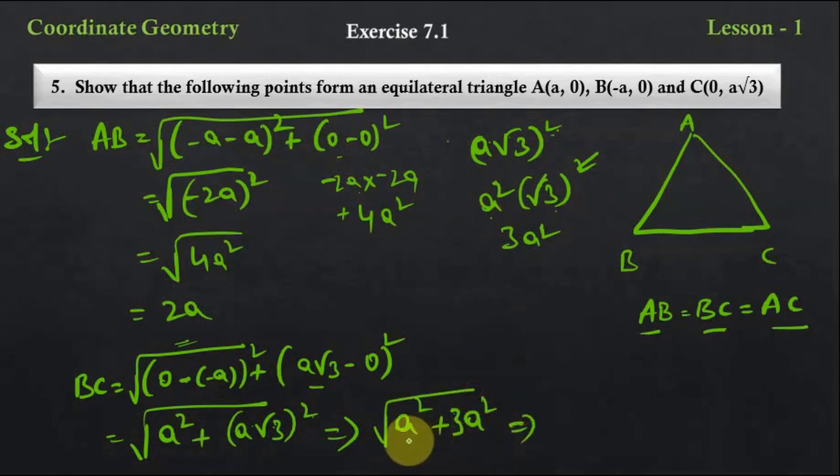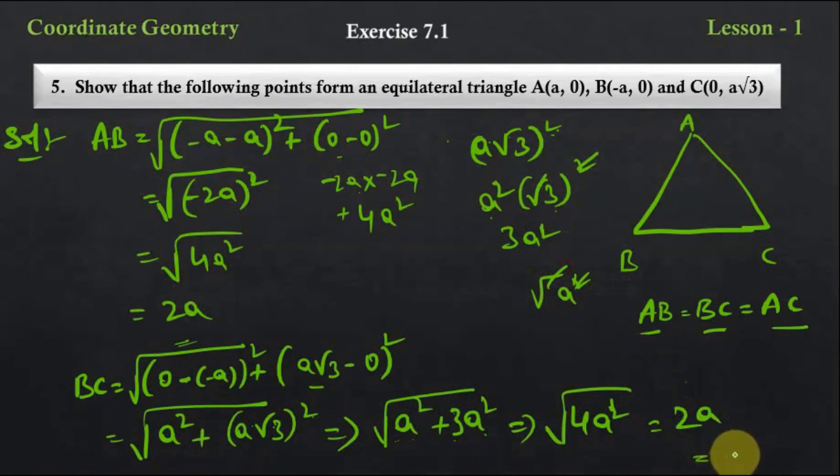So when you add this, these two are like terms, 1a square plus 3a square, total 4a square under root. So the square root of 4 is 2. A square, the square root of a square means what? This square and root get cancelled, only a will be there. So again I got 2a as the BC length. Now we will find finally the AC length.